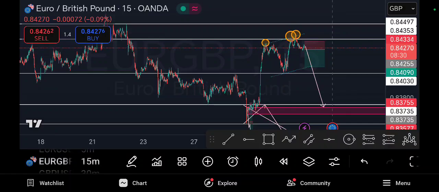Trading is risky. You could lose all your capital. Trade with caution, and this is not financial advice. This is what I'll be doing on my end.